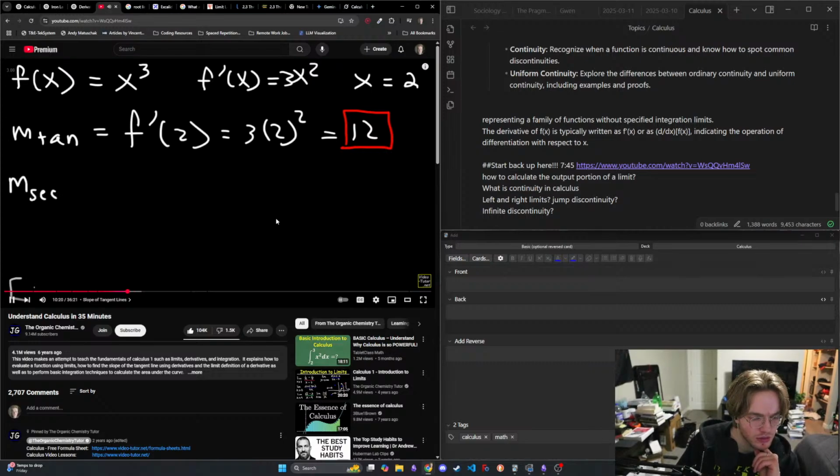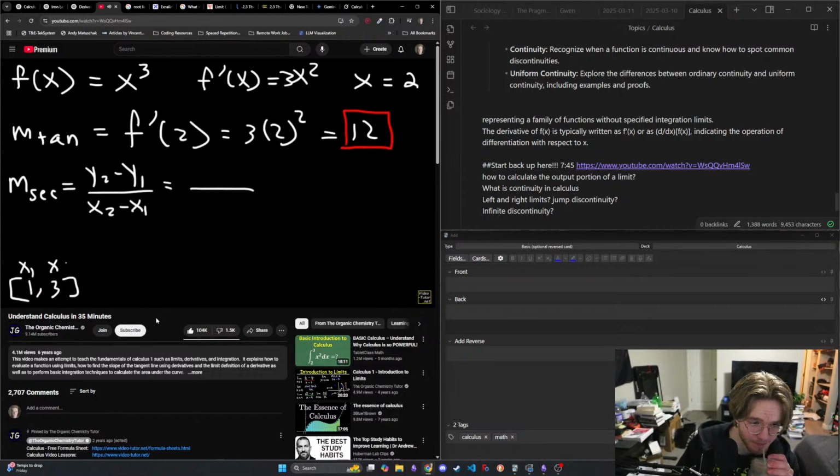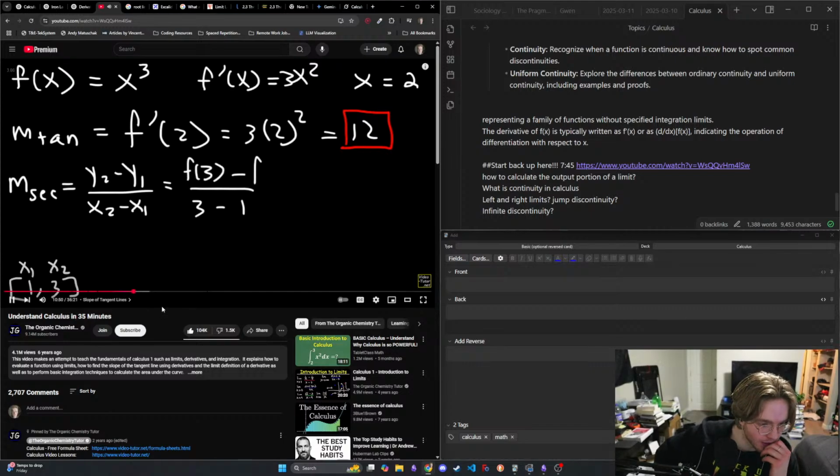So first, let's calculate the slope on the interval from 1 to 3. We use this formula: y2 minus y1 over x2 minus x1. So y is the same as f of x. By the way, this is x1 and this is x2. So x2 is 3, x1 is 1. Y2 is going to be equal to the function when x is 3. Y1 is equal to the function when x is 1.